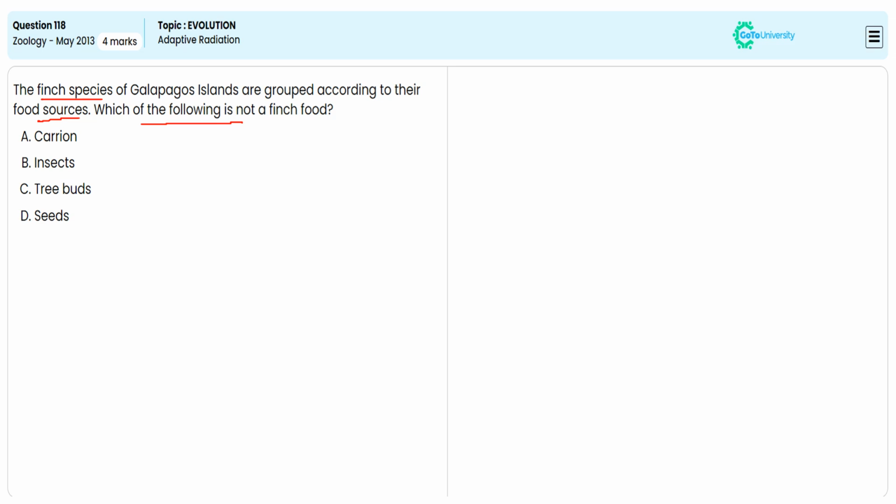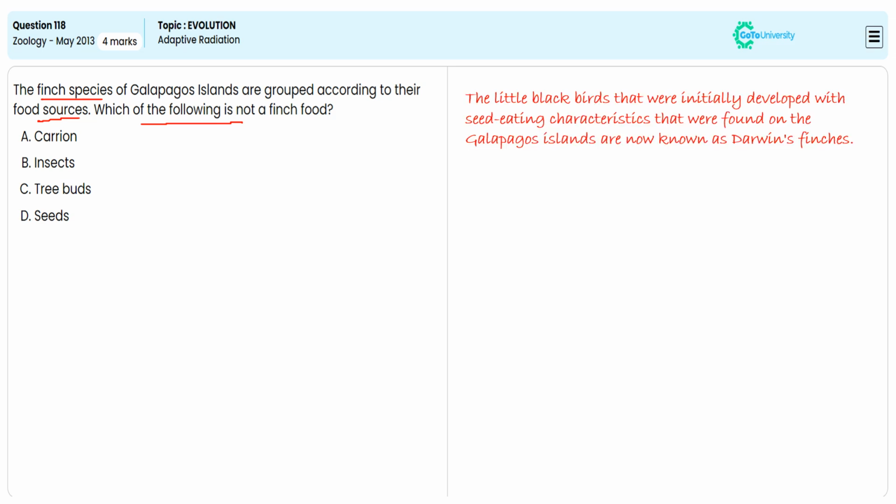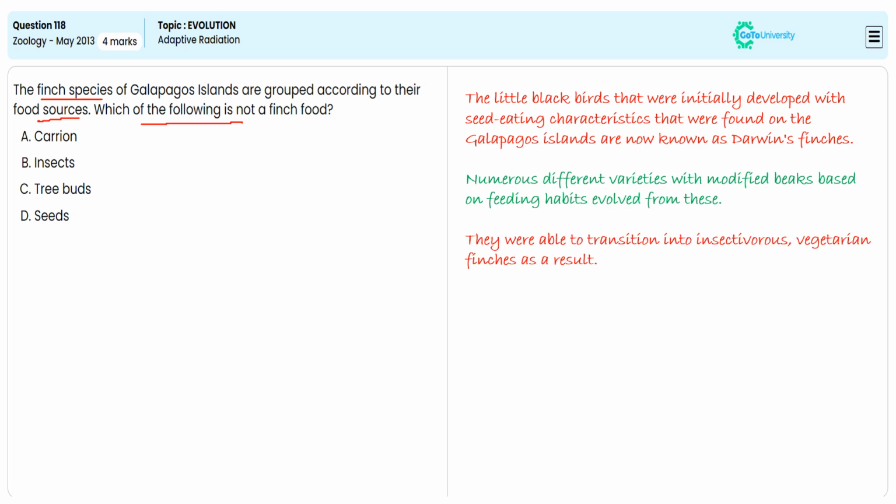characteristics that were found on the Galapagos Island are known as Darwin finches. Numerous different varieties with modified beaks based on the feeding habit evolved from this. They were able to undergo transition into insectivorous and vegetarian finches as a result. However, no finch species consumed carrion or decomposing dead stuff.